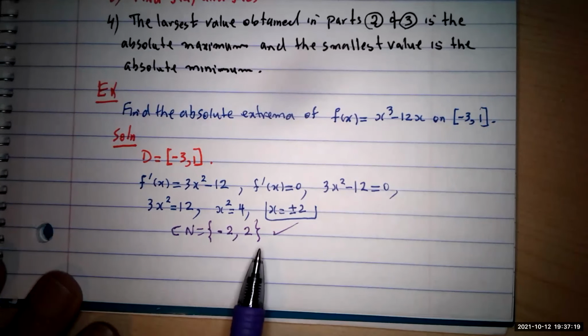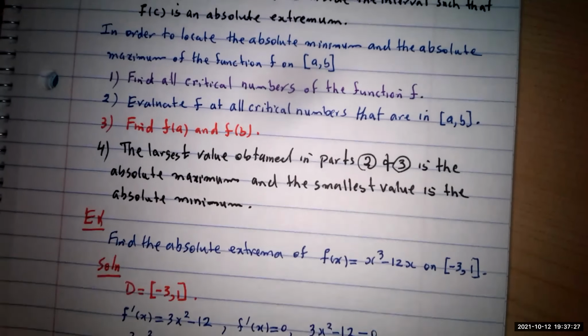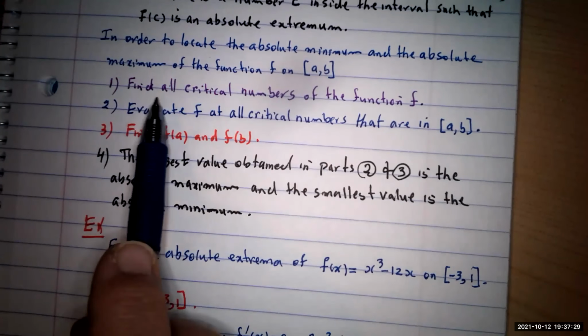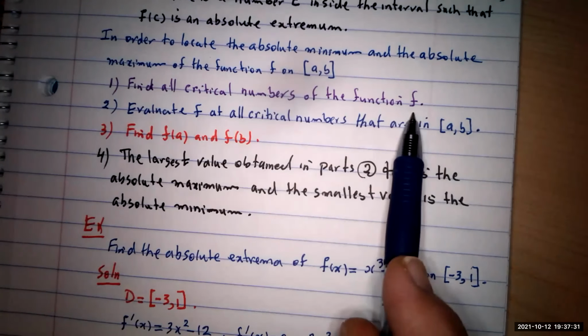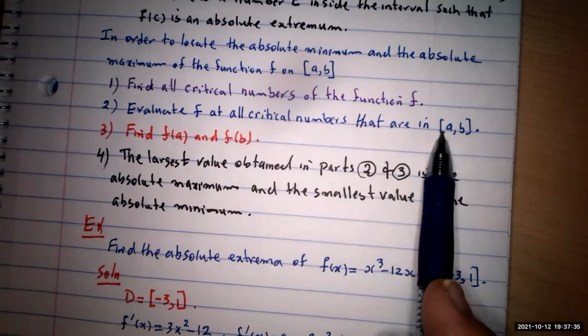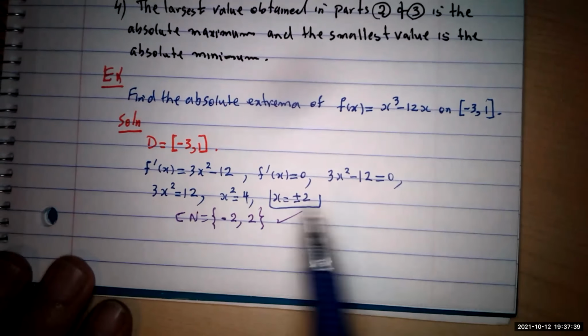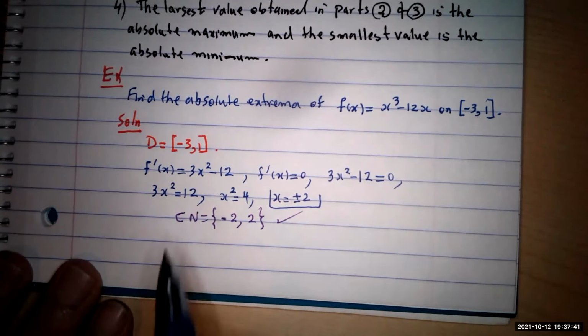Okay, so that's step one. Step one, you just find these critical numbers, okay? Do it step by step. Step one, find the critical numbers of the function. Step two, evaluate the function at the critical numbers, but you check to see if they are going to be inside this interval. Okay, checking.